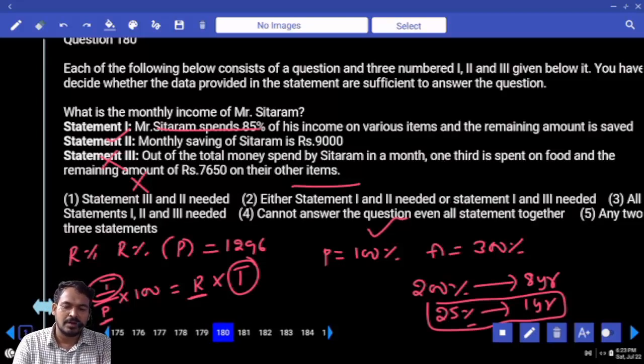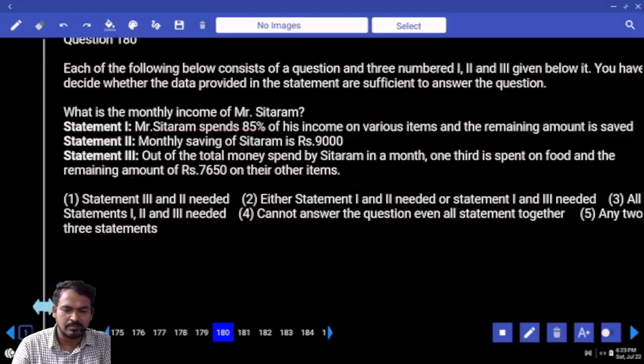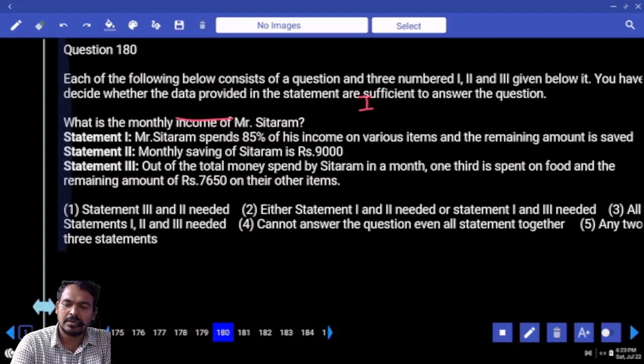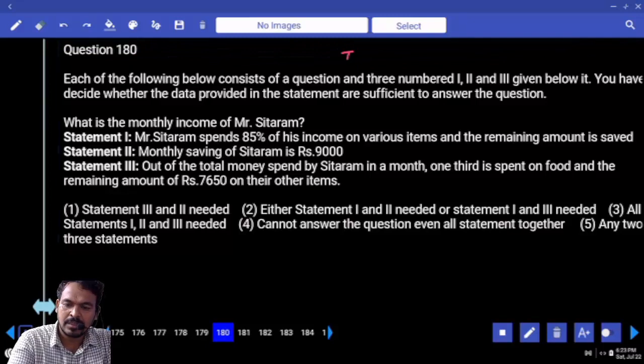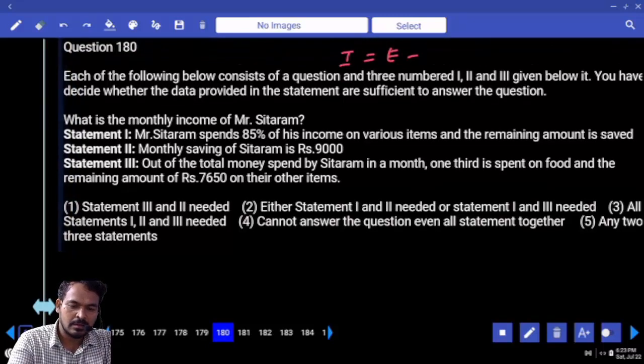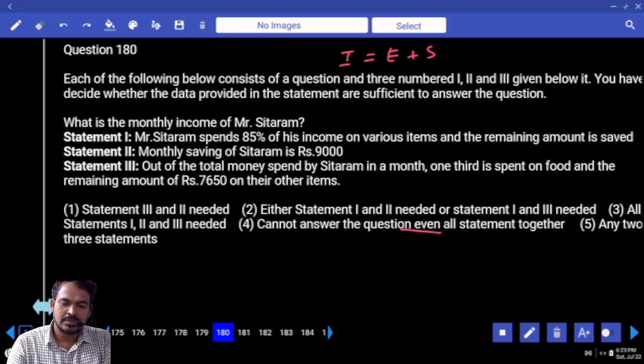Next, question number 180. What is the monthly income of Mr. Sita Ram? We require the income value. Income is nothing but expenditure plus savings. What is the first statement? Statement 1: Mr. Sita Ram spends 85% of his income on various items and the remaining amount is saved. Out of his income, 85% is spent, so what is the remaining? 15%. That will be savings.